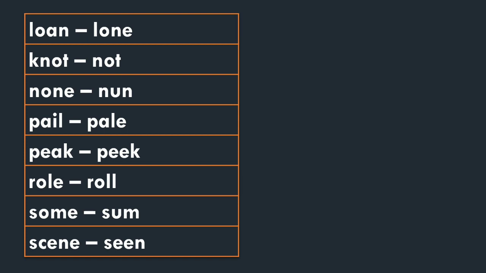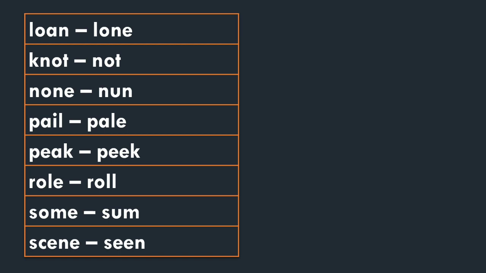Next is none and nun. None, in the sense of not, means nothing, and nun is a member of a religious community of Christian women who promise to serve God throughout their lives. Next is pail, P-A-I-L, and P-A-L-E.